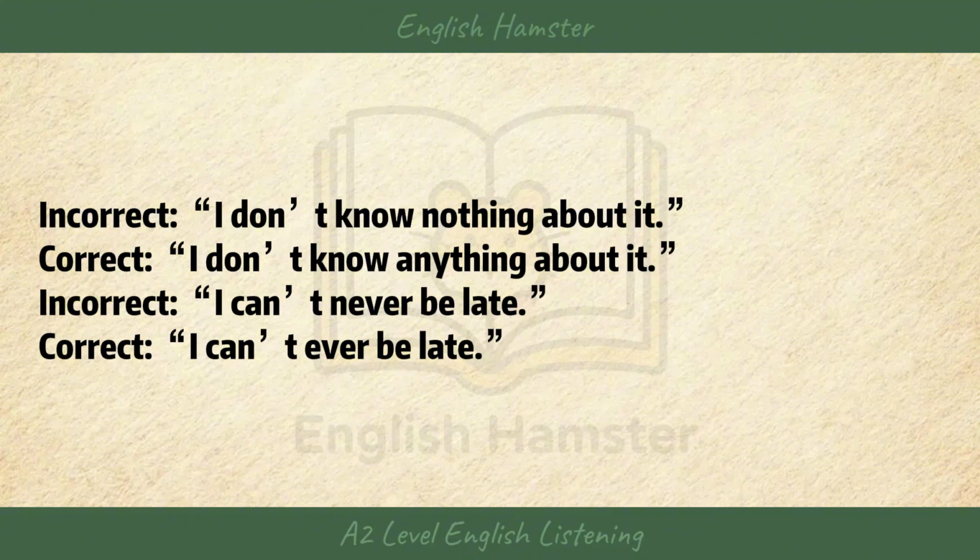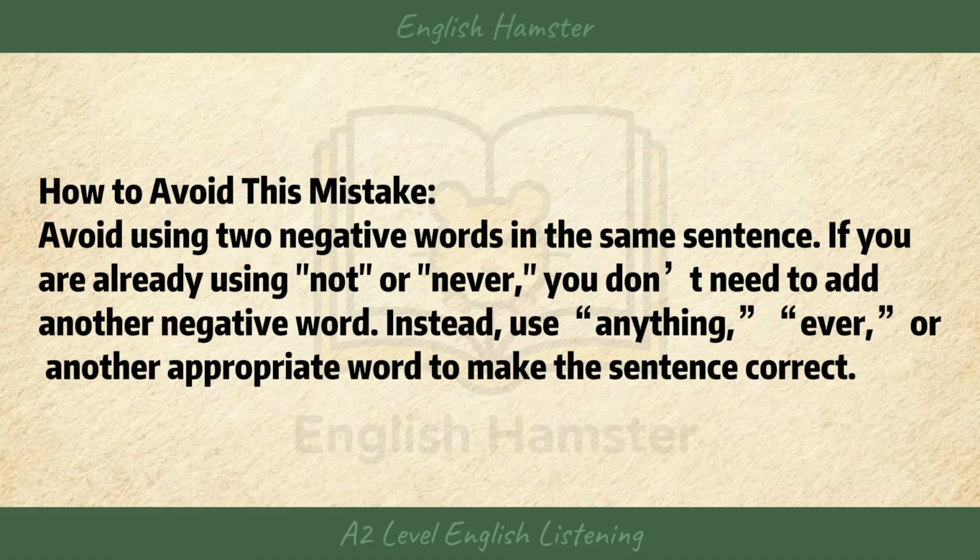Incorrect: I can't never be late. Correct: I can't ever be late. How to avoid this mistake? Avoid using two negative words in the same sentence. If you are already using not or never, you don't need to add another negative word. Instead, use anything, ever, or another appropriate word to make the sentence correct.